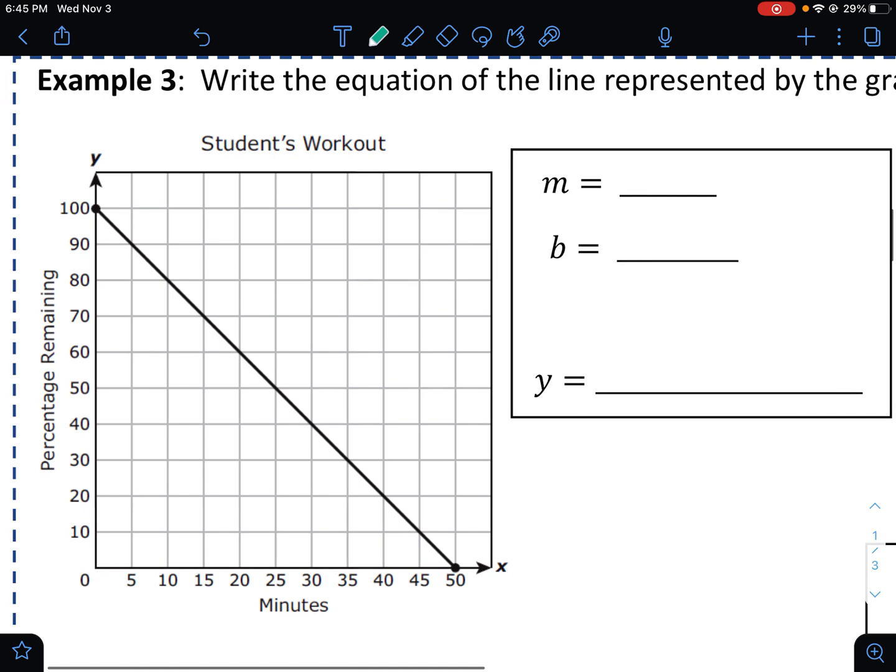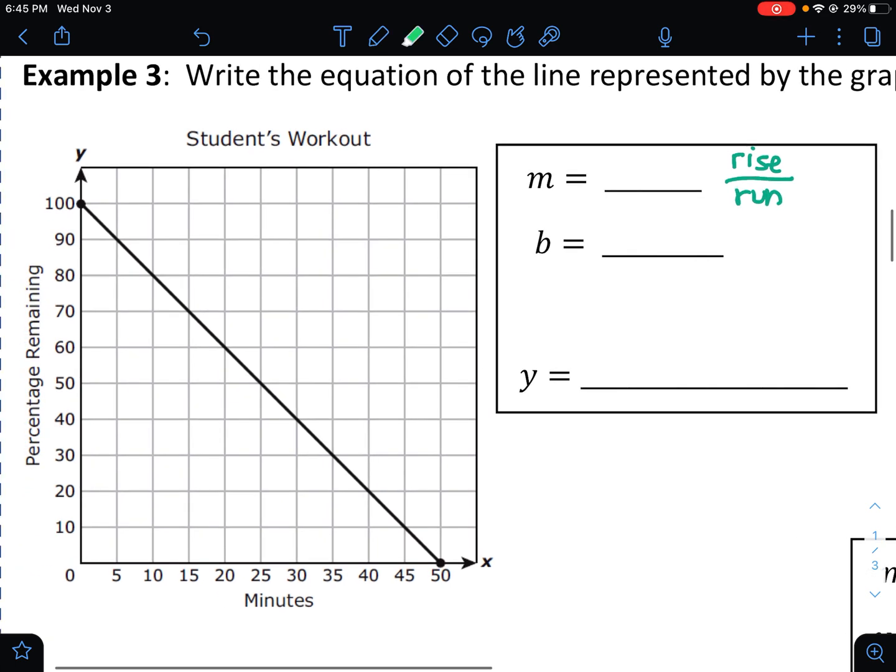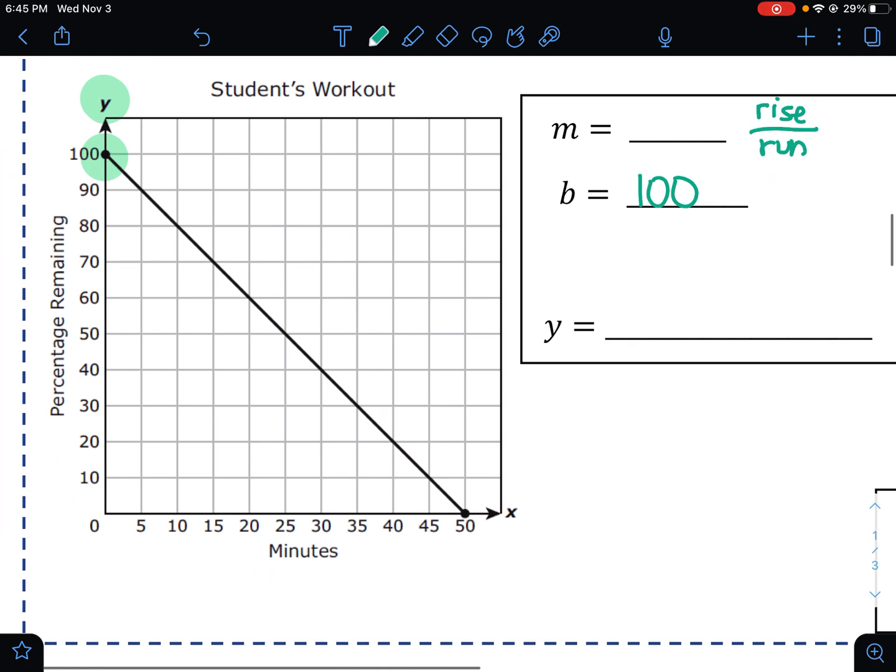Okay, looking at the next one, we're going to graphs. So when we are doing graphs, we have to be able to identify the m and the b. Remember our m, we have to use rise over run. Okay, it's always easy to identify the y-intercept by looking at the y-axis and where it crosses. So it's starting at 100. Then we need to find two pretty points. Let's go ahead and use the points that they give us down here in the y-intercept. So again, I'm using the 2 points that are given.